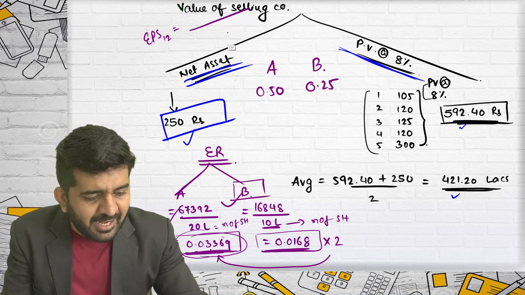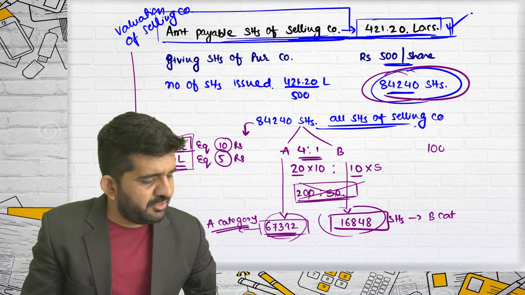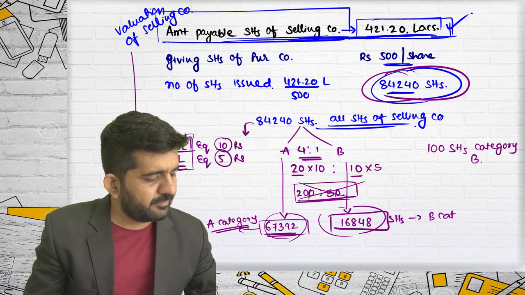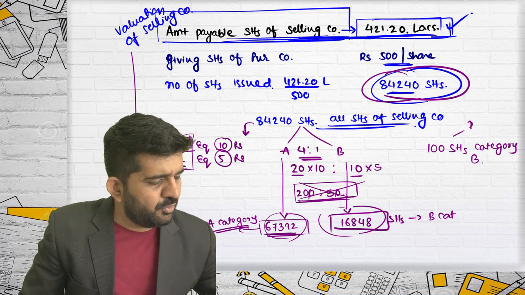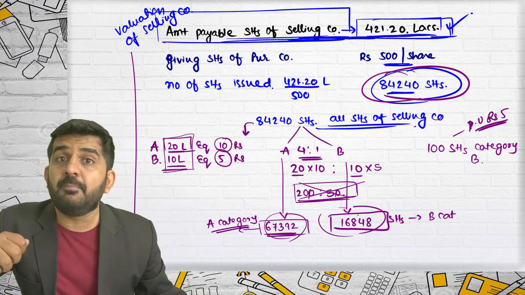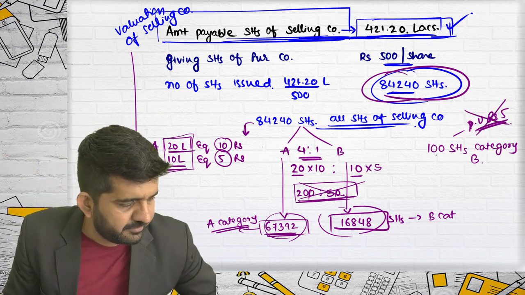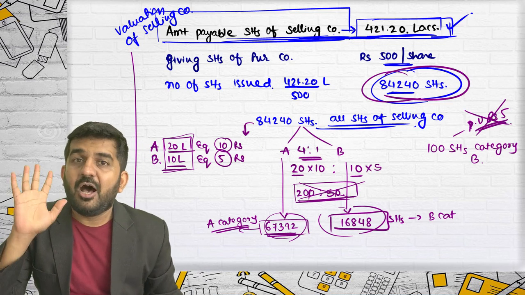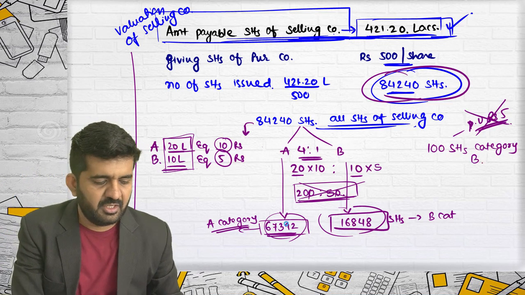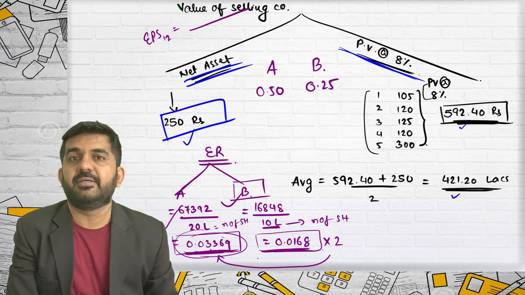I'll tell you a simple thing. Mac, you are holding 100 shares of category B. What will be your paid up value? 5 rupees. Agreed. Now they are not being sold. They are being taken over. They are being cancelled, and this is permitted. How many shares will be issued for one share you are holding? Will it be 0.03369 or 0.0168?